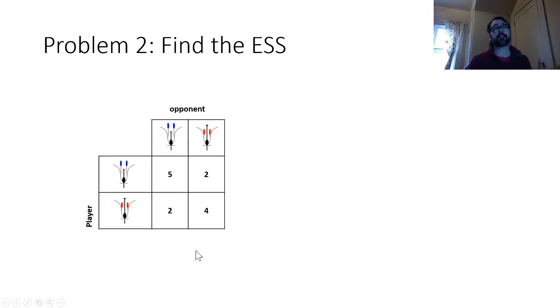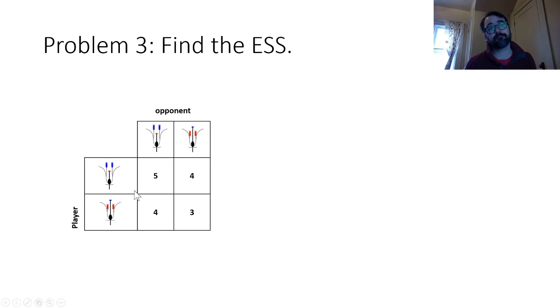Okay, here's a second example. Problem 2. All I've done is change the numbers. So we've got 5, 2, 2, and 4 now. Again, I would suggest you write these down on a piece of paper. You can just put L and S for the strategies, or you can draw a picture if you want. Make sure that you understand how to find which of the 4 possible ESS this is. So that's problem 2.